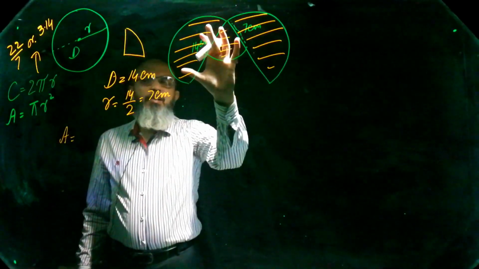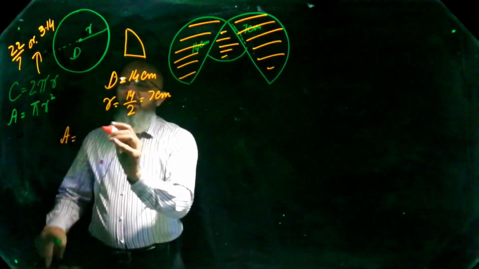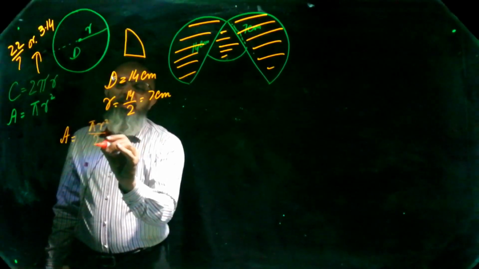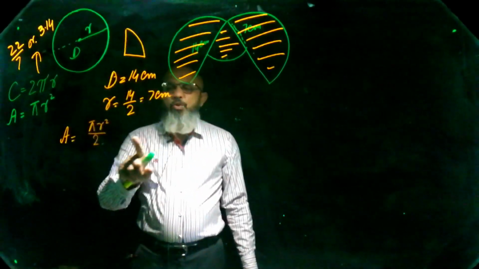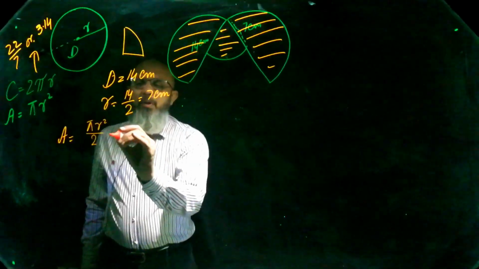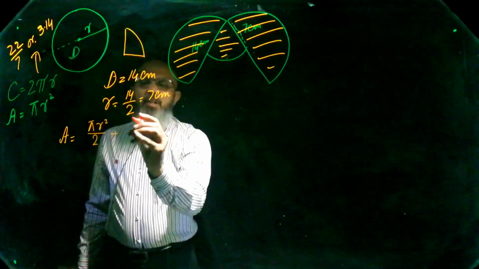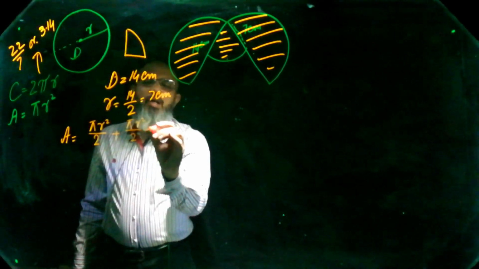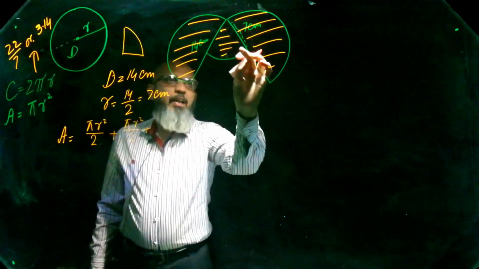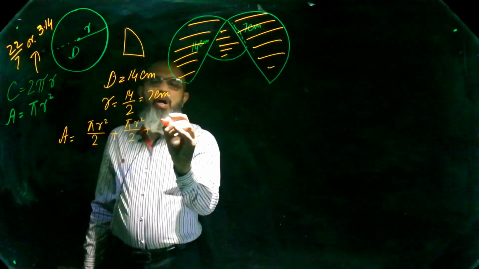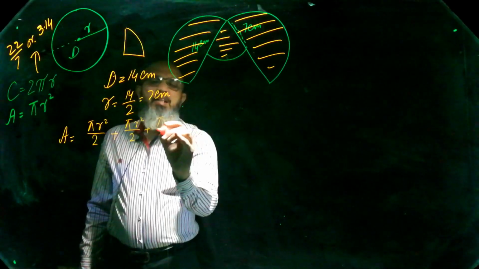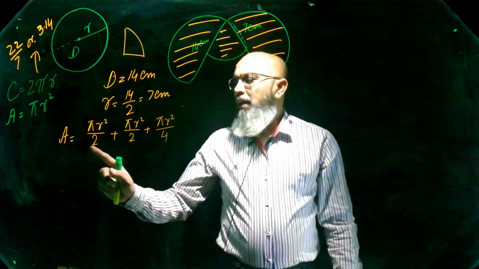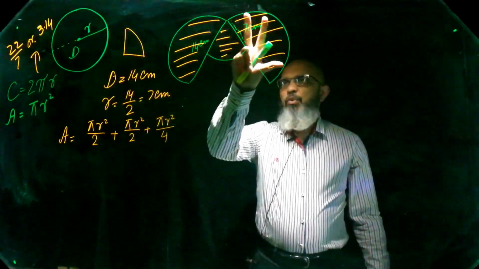We have two semicircles. What is the formula for the whole circle's area? That is pi r square, and for a semicircle we divide by 2. Similarly, we have one more semicircle, so again I write pi r square over 2. And that is a quadrant with radius 7 centimeter, so I will write pi r square over 4, since a quadrant means we divide by 4. I hope you understand. That is the area of the total shape.